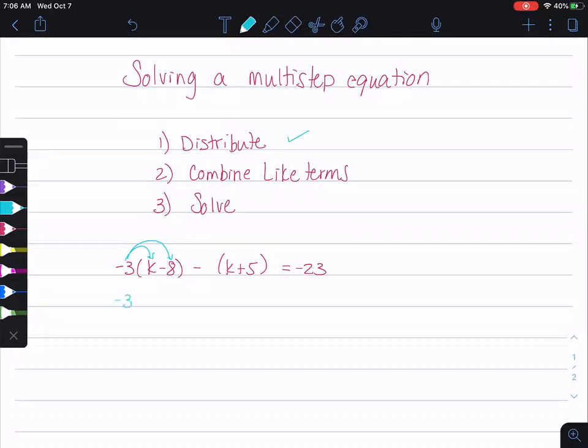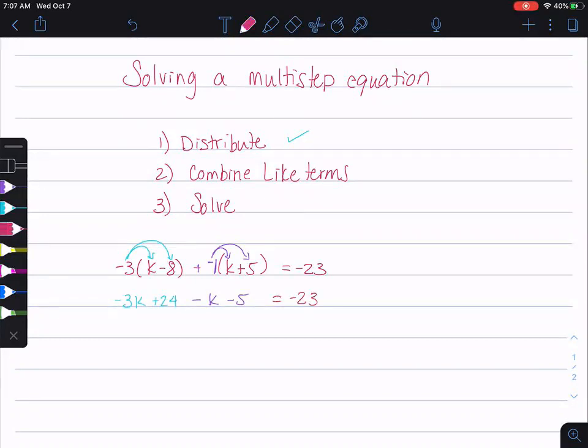So that would give me -3k plus 24. I'm going to see this negative right here as a plus -1. So I'm really distributing or multiplying through a -1. So this becomes -k minus 5. And I still have the original equals -23.